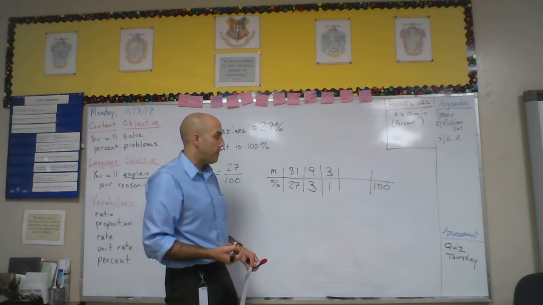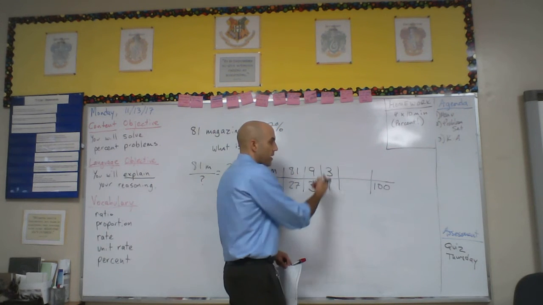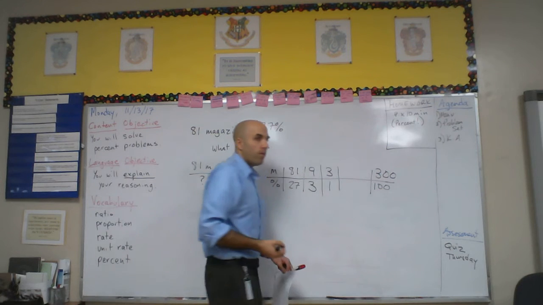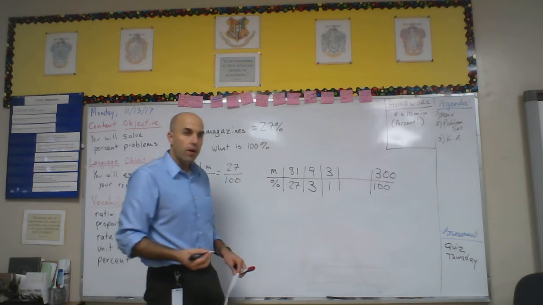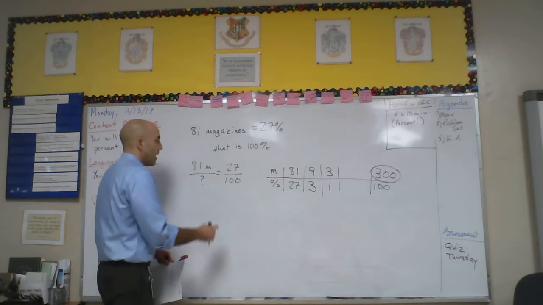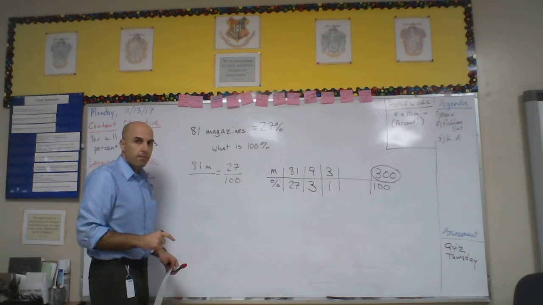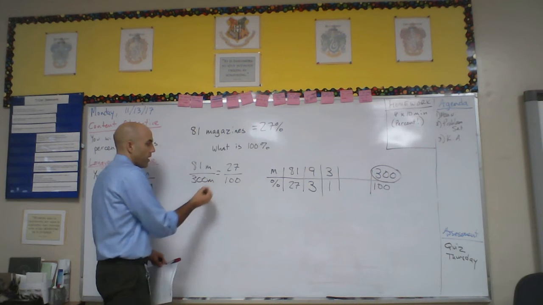I'm just multiplying by 100. I don't even need this extra part. 1 times 100 is 100. 3 times 100 is 300. So if 1% is 3 magazines, then 100%, or the goal, is 300. Over here, if 81 magazines represents 27%, then 300 magazines equals 100%.